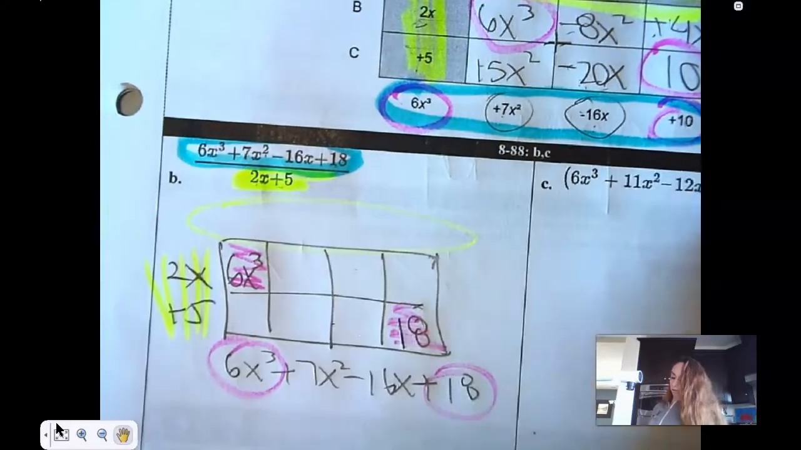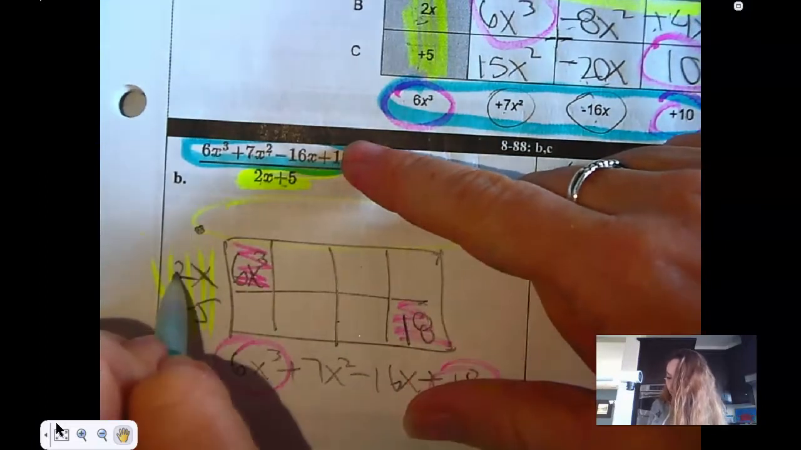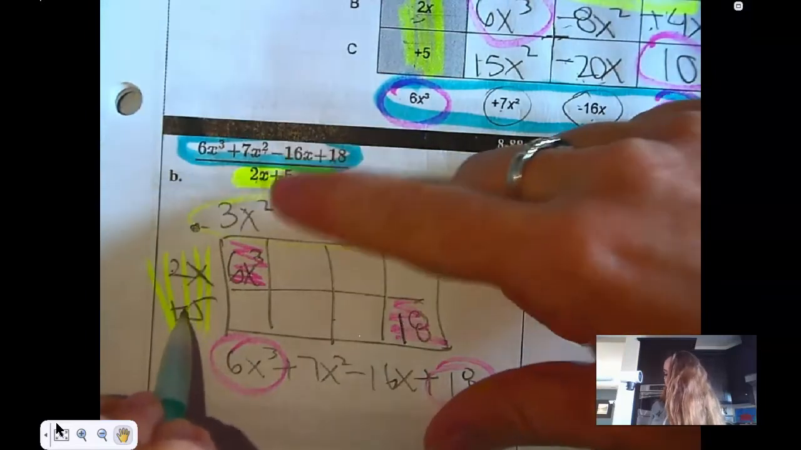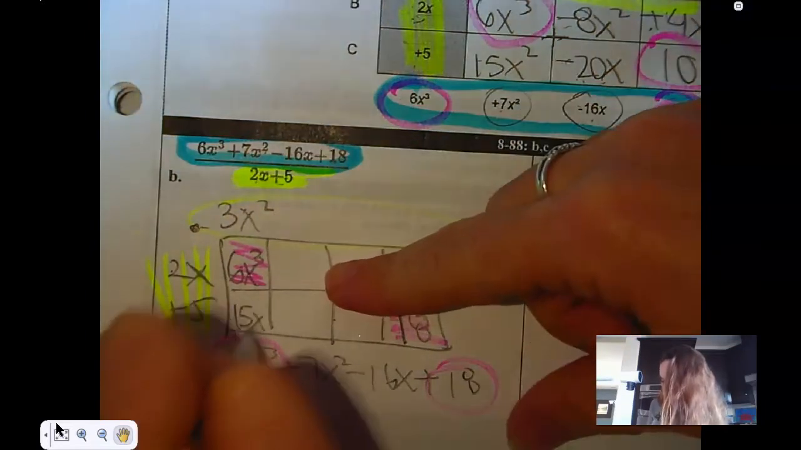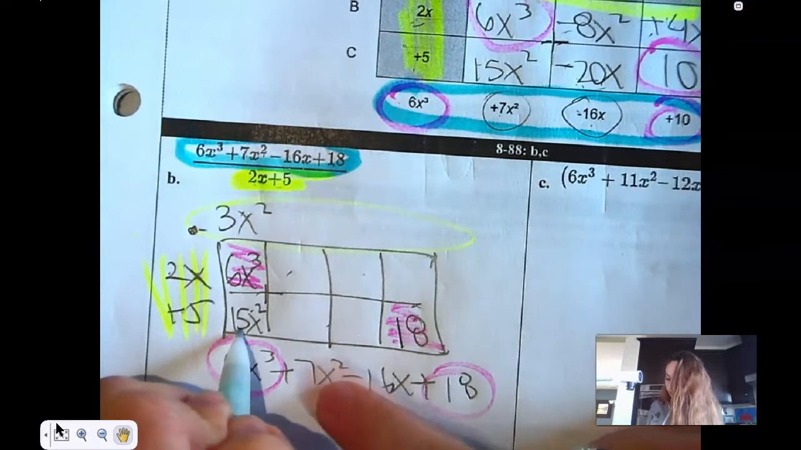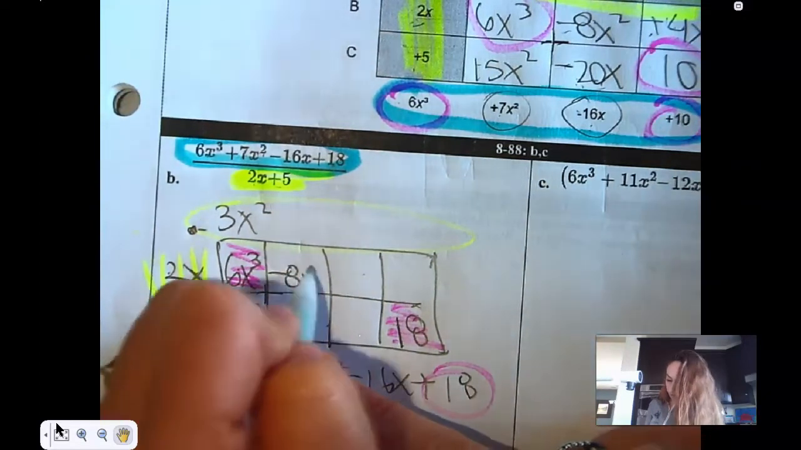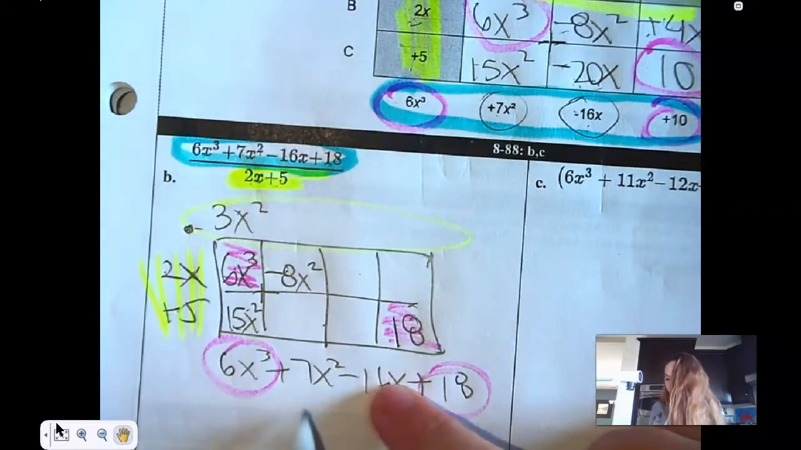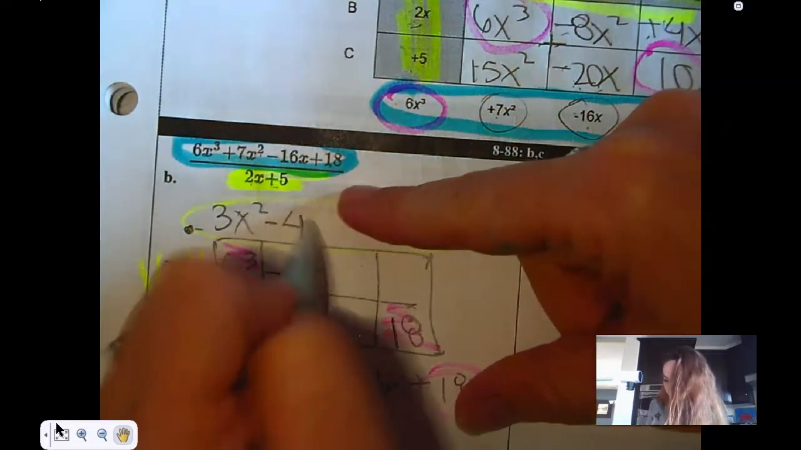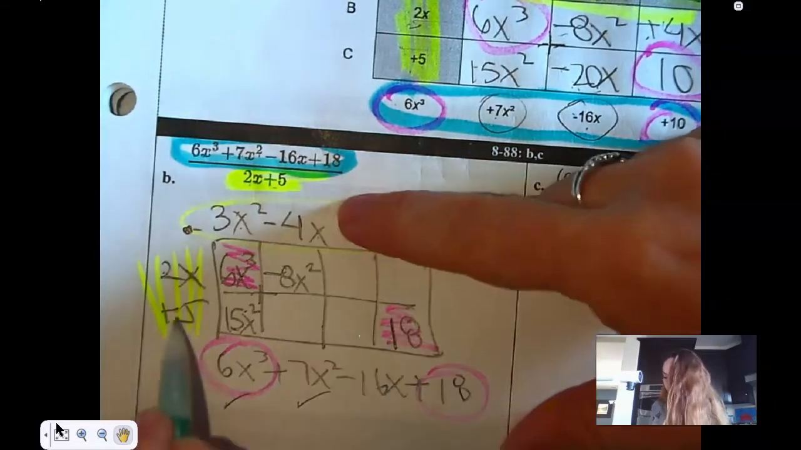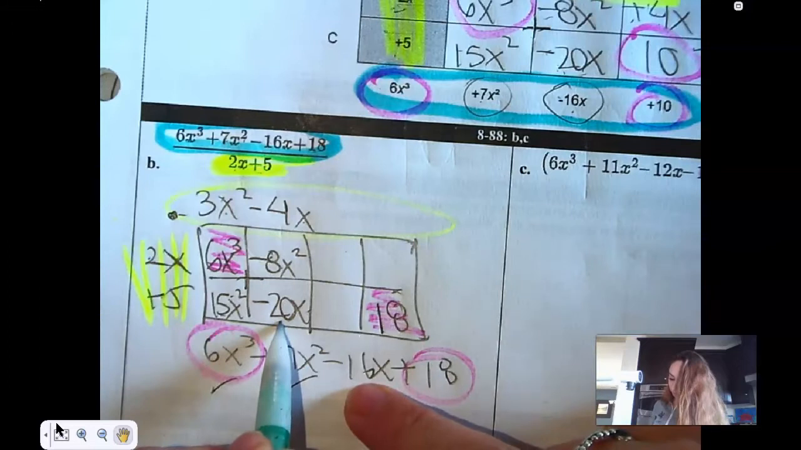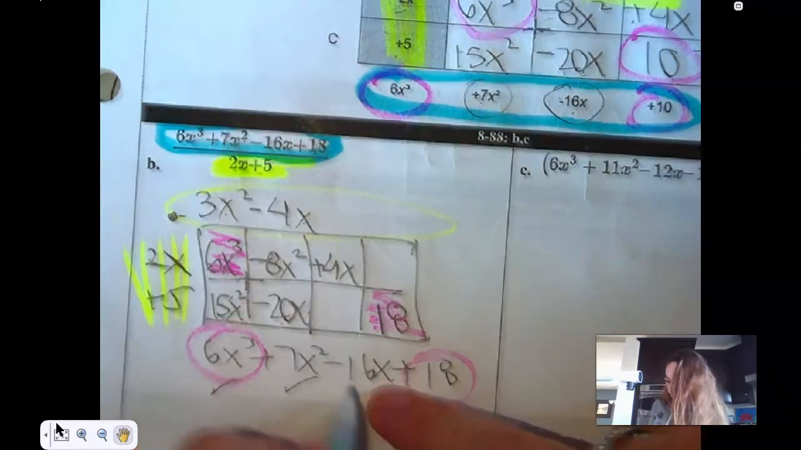And 18. So now I've got to go 2x times what gives me 6x cubed? 3x squared. Now, 3x squared times 5 is 15x squared. So now I know I have to add the diagonals. So if this is 15, but this is 7, 15 minus 8 is 7. Now I got that. So that one's done and that one's done. So now I have to go what times what is going to give me negative 4x? Do you notice how it goes down each one? And then that means that would be negative 20x, but this is negative 16x. Oh, if I add 4x, now I get negative 16x.